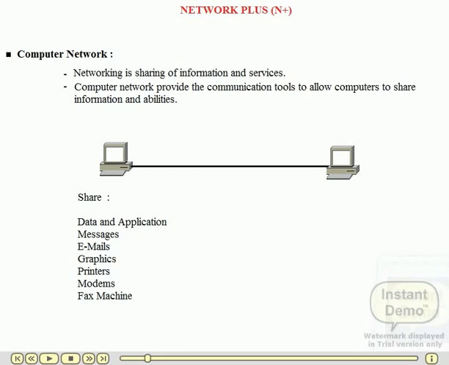In the figure you can see two computers which communicate with each other, and these computers share a lot of resources. The list of resources you see on the screen: data, application, message, email, graphics, printer, modem, fax. These types of resources are shared.